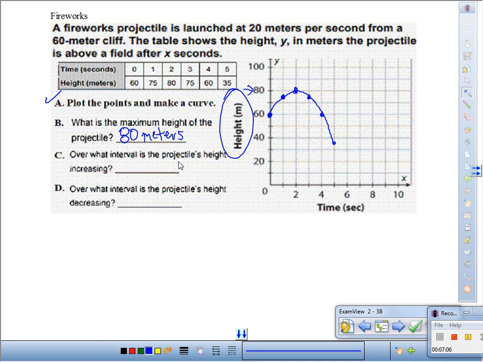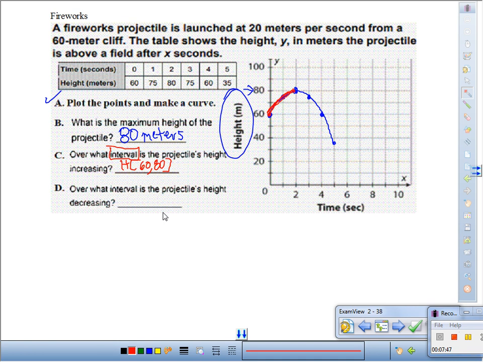Over what interval is the projectile's height increasing? So the projectile's height is increasing from here to here. Do you guys notice that? All right, so let's start with the height, since they asked us for the height, and they want it in interval notation. Since 60 is included and 80 is included, then we go to what? Bracket 60, comma, 80.